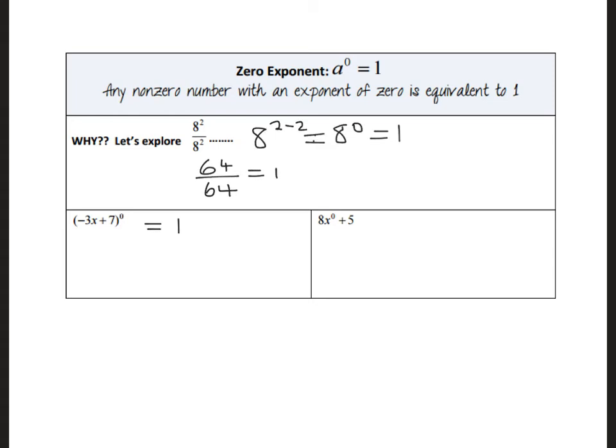So here, all this is raised to power 0, so that's equal to 1. And here, what do I have? I have 8. x raised to power 0 is 1, so plus 5 is equal to 13. Remember, here only x is raised to power 0.